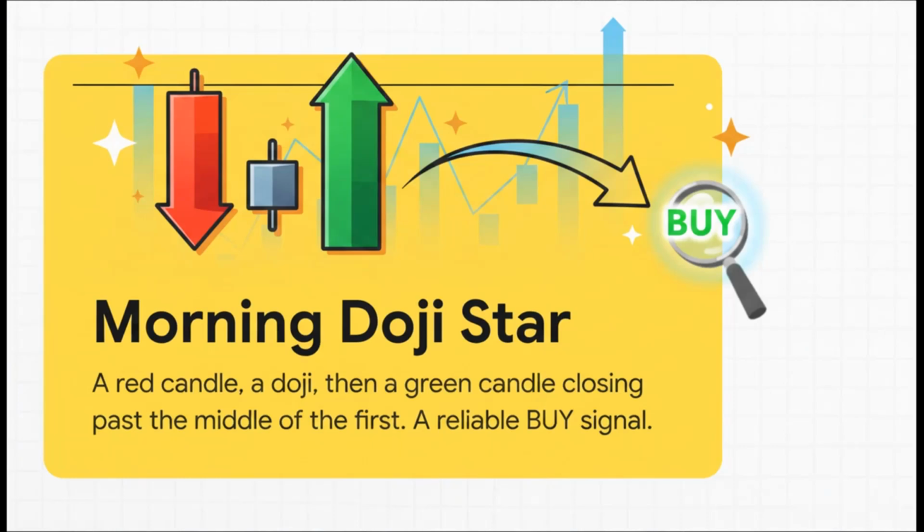And for our third bullish pattern, we've got the morning doji star. This one is like a little 3-act play. Act 1, a big red candle shows the sellers are in charge. Act 2, you get this tiny little candle called a doji. That's where the open and close are almost the same, and it signals total indecision. It's like a pause in the action. Then Act 3, a strong green candle appears, showing the buyers have finally taken control. This is a really reliable buy signal.